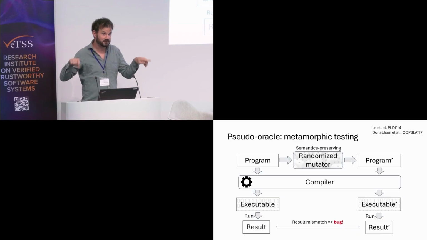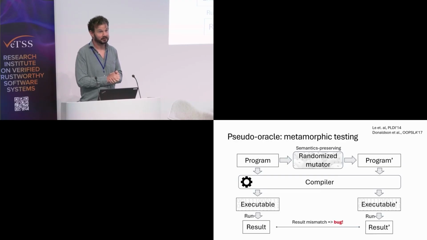And I know that if they give different results, one of them must have been miscompiled. I don't know which one, right? And it might be that they would both be miscompiled if they gave the same result, okay? But if they give different results, then I know at least one of them has been miscompiled. Does that make sense? Yeah. Any questions on metamorphic compiler testing?